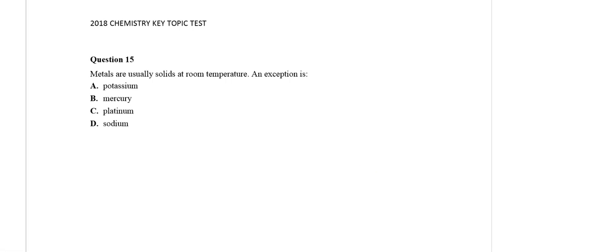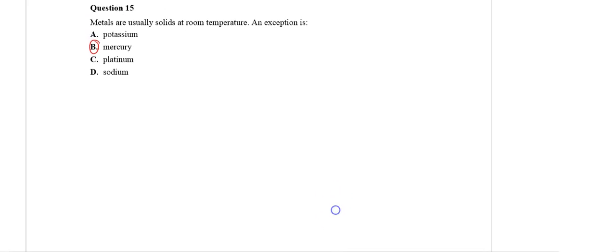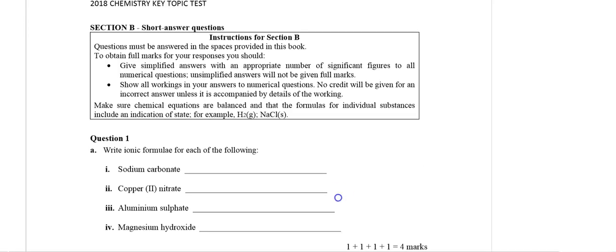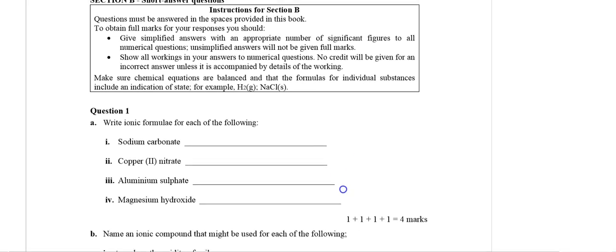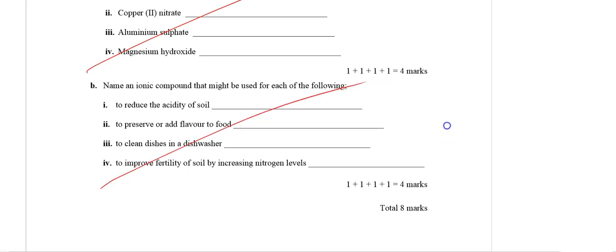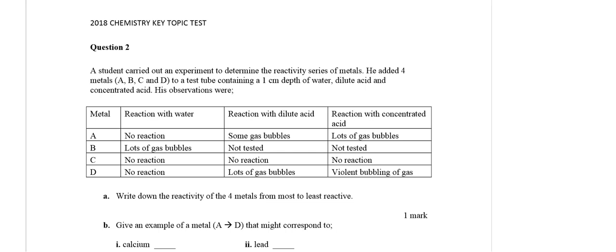Now, pretty much all metals are solid, except for one. Some people are already calling it out. It's mercury. It's just one of the things that you would know, or not. So mercury is liquid at room temperature. Everything else is solid. All right, let's go on to the short answer questions. First question is ionic compounds. Let's ignore that. Second is ionic compounds. Let's ignore that. All right, question 2.